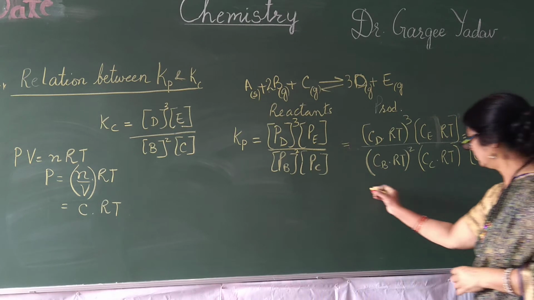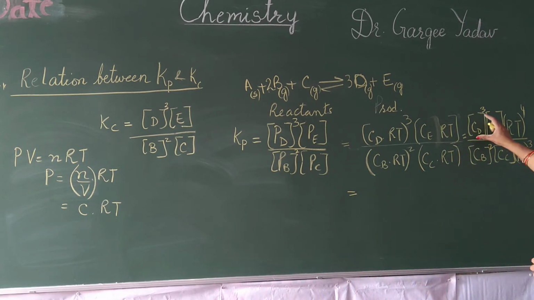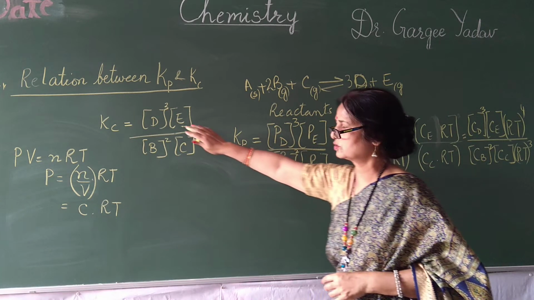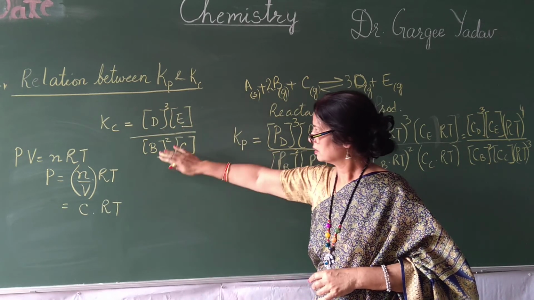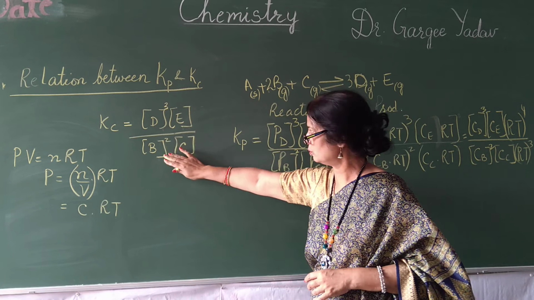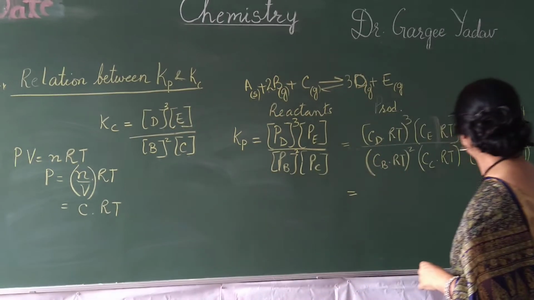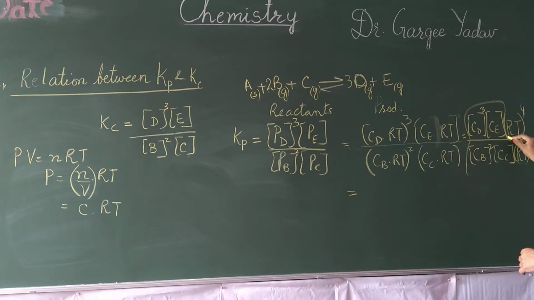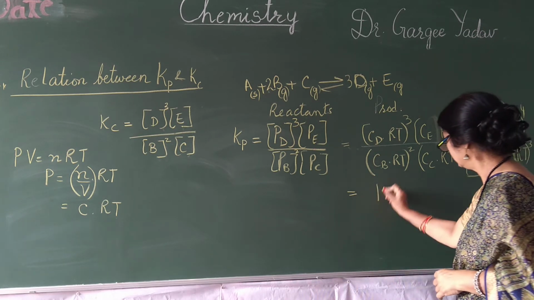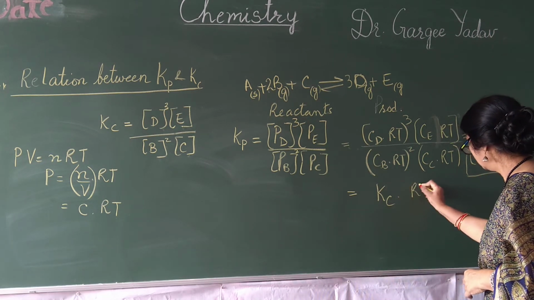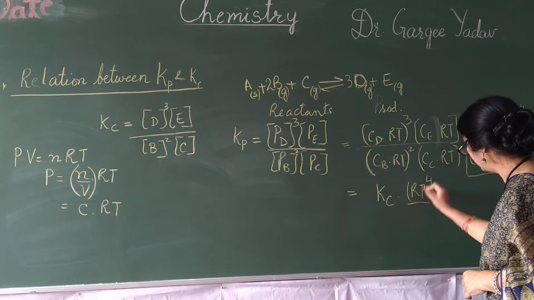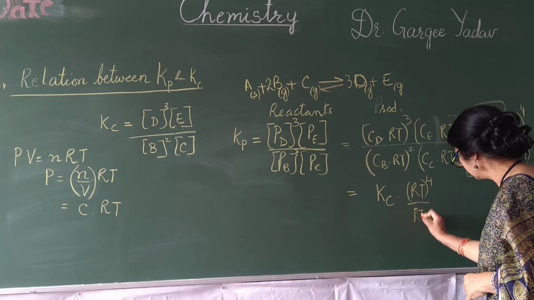So now finally what we have is, we can see that this is concentration of D cubed and concentration of E. This is the same as this thing. Concentration of B raised to the power 2 and concentration of C, this is the same as this term. So we can write here Kc in place of these terms. And here we have RT raised to the power 4 divided by RT raised to the power 3.